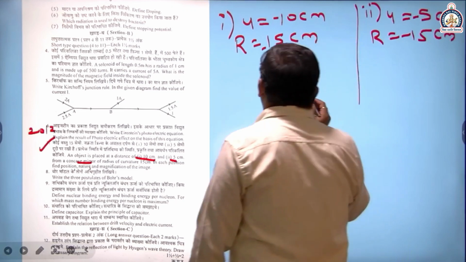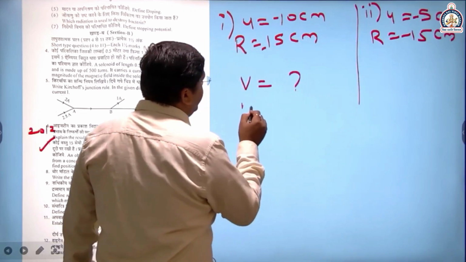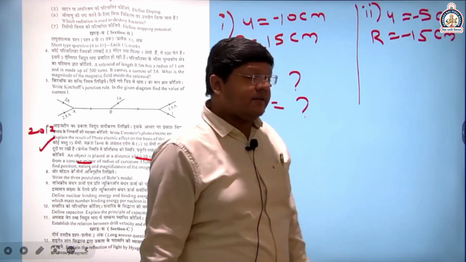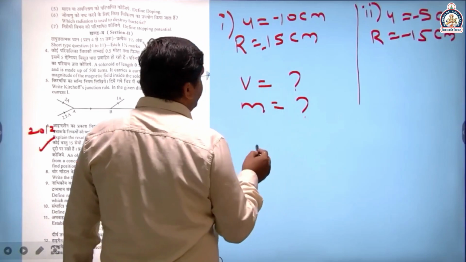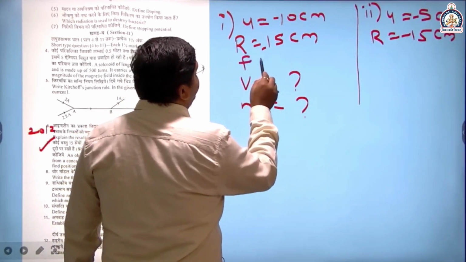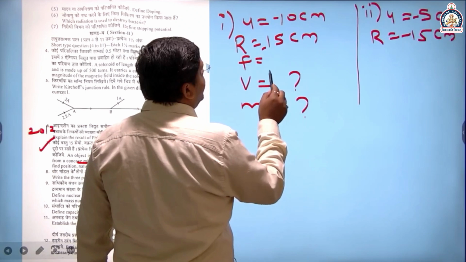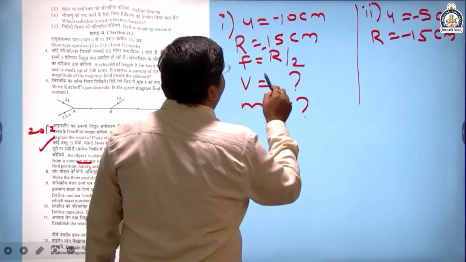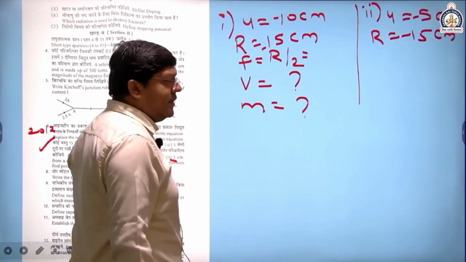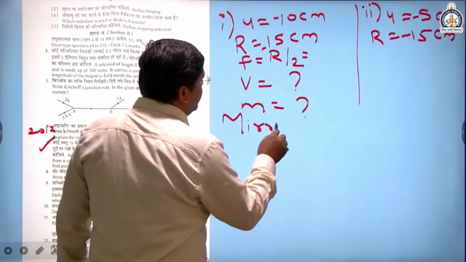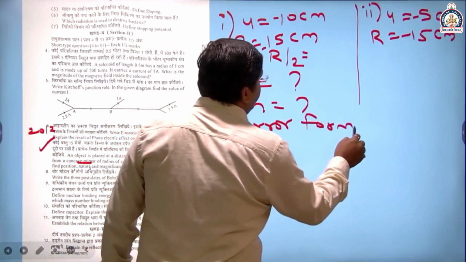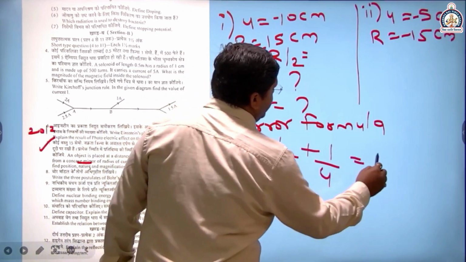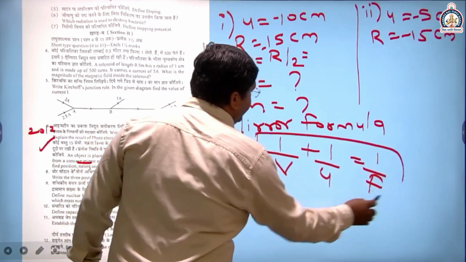You have to calculate the value of v and the value of m, and on the basis of m you have to predict the nature of the image. We all know for this we use the mirror formula. First we have to calculate the focal length. R is equal to 2f, f is equal to R upon 2. Using which formula can this question be solved? Using the mirror formula. The mirror formula is 1 upon v plus 1 upon u is equal to 1 upon f.